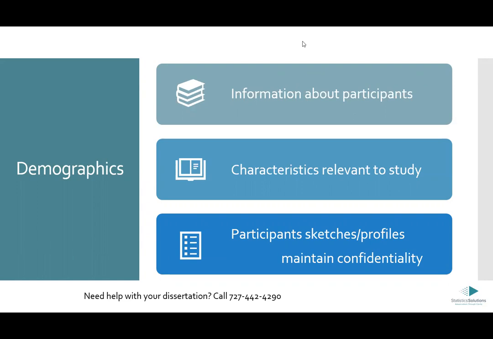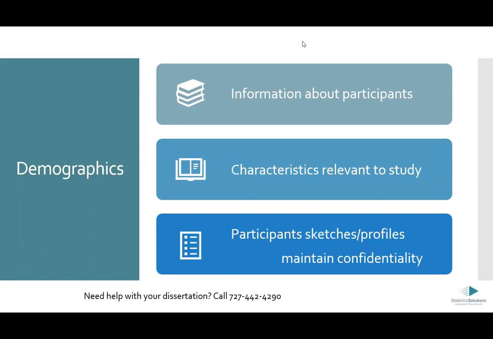So some of these things may be important. And again, this is very specific to your study. So just think through here. What do they need to know about my participants? Do they need to know how old they are? Do they need to know what their socioeconomic status is? What information is going to be pertinent to the results?